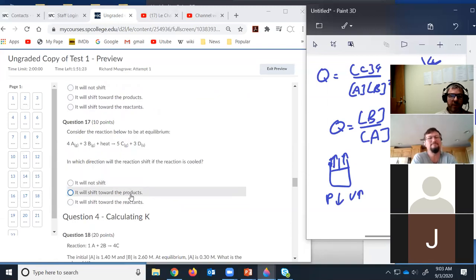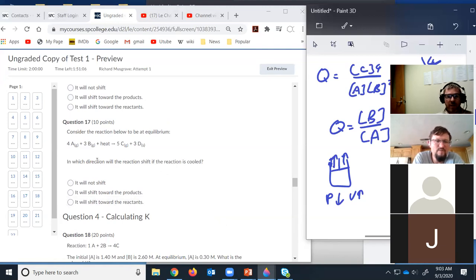Okay, question 17. In which direction will the reaction shift if the reaction is cooled? Okay, anybody want to tell me? If it's cooled, which way? It's going to go towards the reactant.